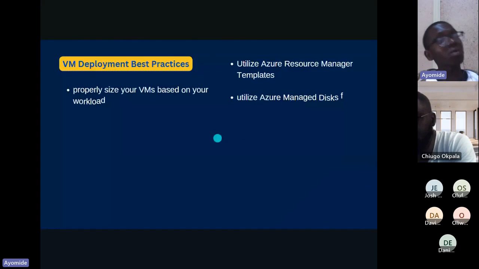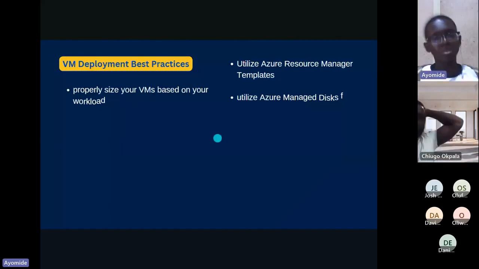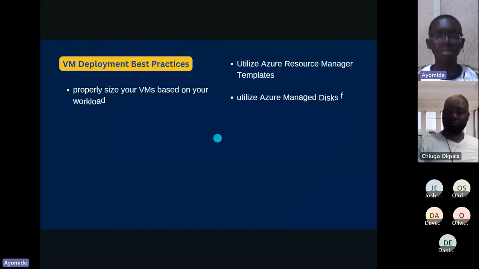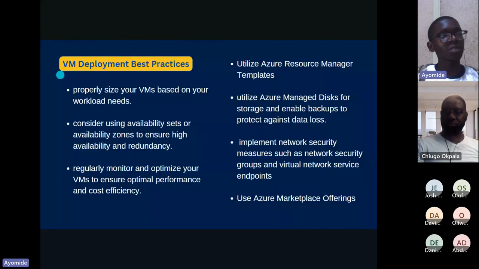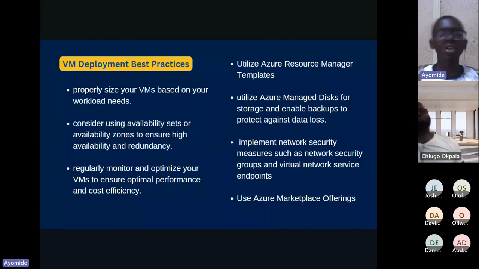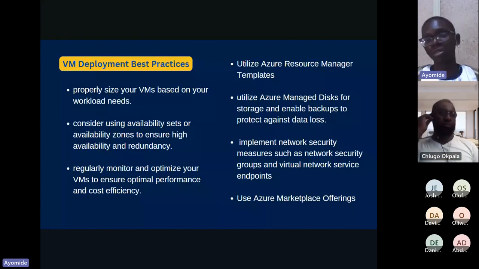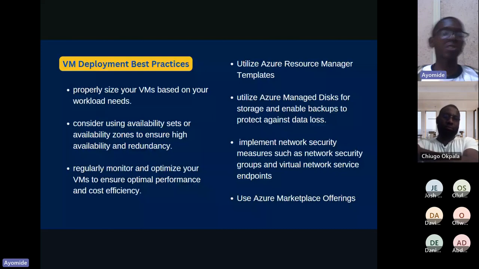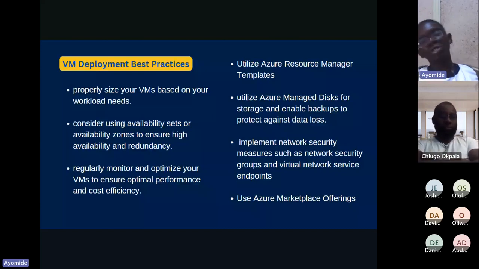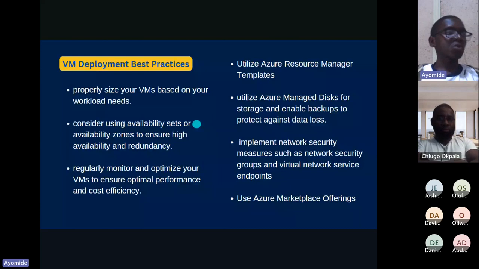And yeah, I've compiled a list of best practices to use when you are deploying a virtual machine. It's really important that you properly size the VM based on your workload needs so you don't spend too much. Also consider using availability sets. Like we mentioned availability zones, an availability set works within the zone, not outside the zone. The availability zones are more within the region, while the availability set is within the data center. So use availability sets or availability zones to ensure high availability and data redundancy.